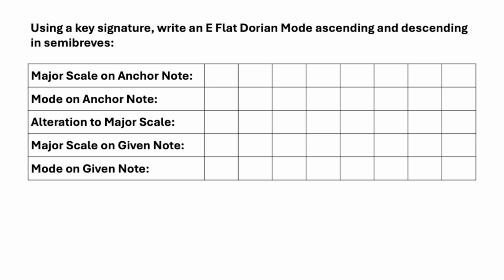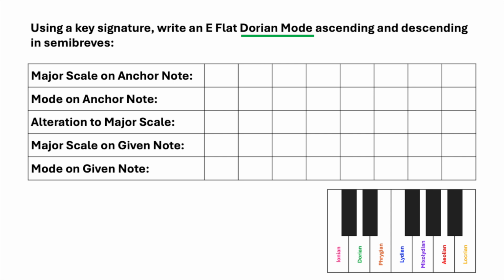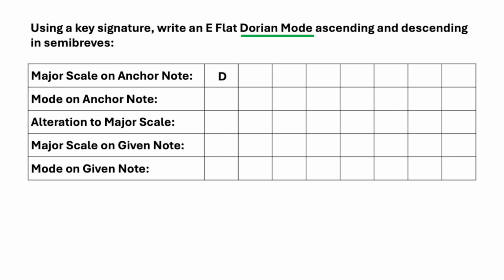The first thing we need to do is read our question to find out which mode we are asked to write. This question reads, using a key signature, write an E-flat Dorian mode, ascending and descending in semibreves. If we think back to our keyboard, we'll remember that the anchor note for the Dorian mode is D. To begin this process, we write out the major scale on the mode's anchor note. So here I will write out a D major scale, D, E, F sharp, G, A, B, C sharp, D.